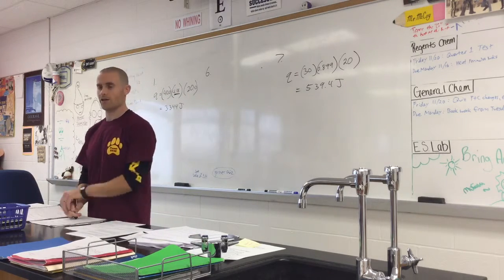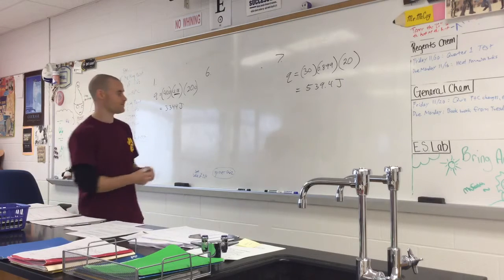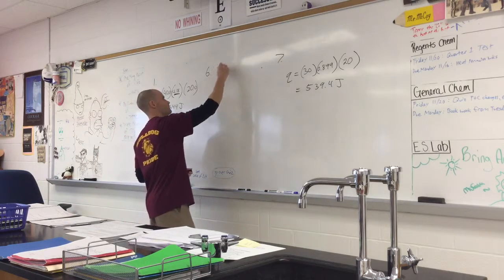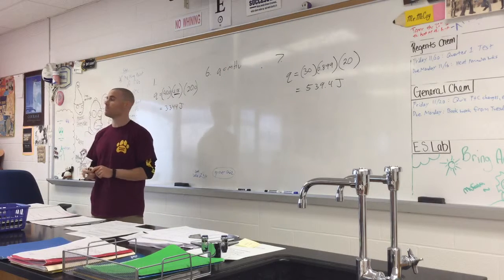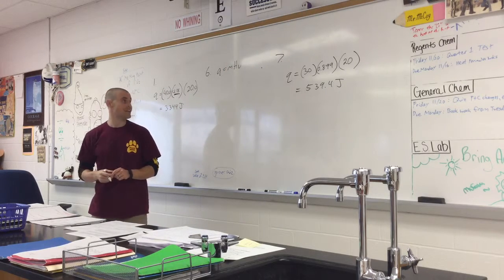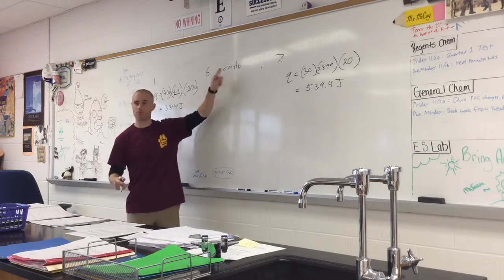Kind of tricky. Anybody think they know? Earl, what did you do? Q equals MHV. Very good. We use Q equals MHV because it's boiling. This is what we use for boiling.